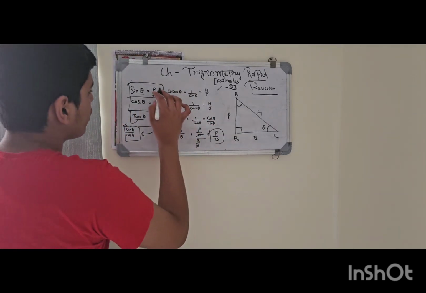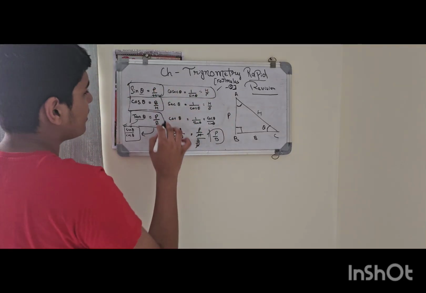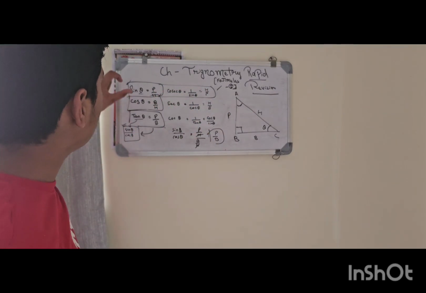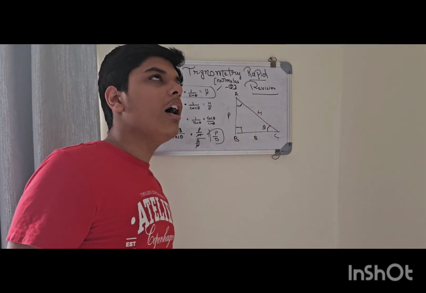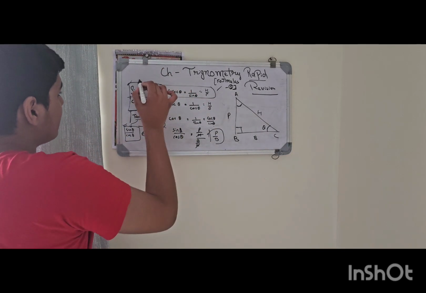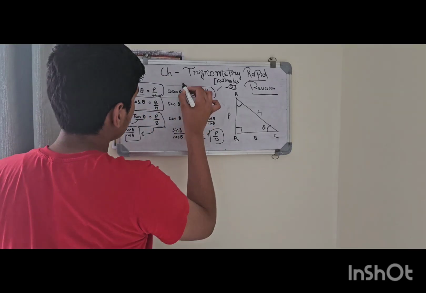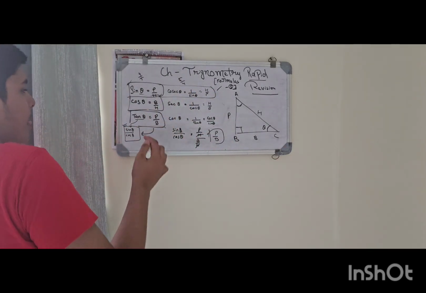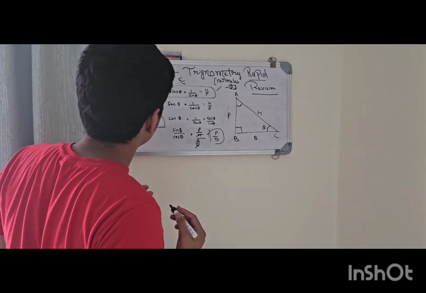Now here, cosec theta. Remember, cosec theta is equal to 1 by sin theta, which means it is just the reciprocal. If I say sin theta is equal to 4 by 5, then cosec theta will be equal to 5 by 4. Simple, just the opposite, the reciprocal.